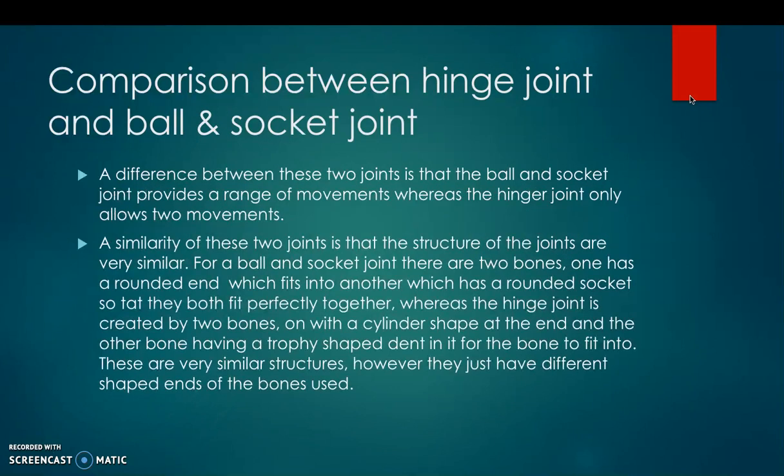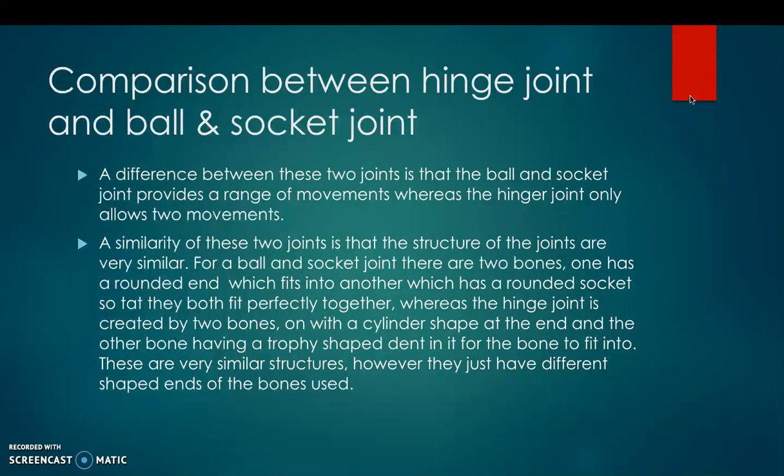down. Comparison between hinge joint and ball and socket joint. The difference between these two joints is that the ball and socket joint provides a range of movements, whereas the hinge joint only allows two movements. The similarity of these two joints is that the structure of the joints are very similar.